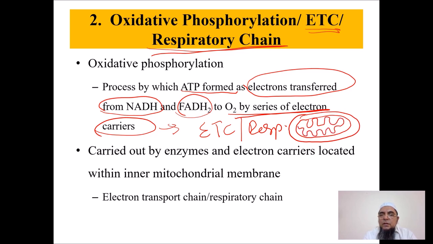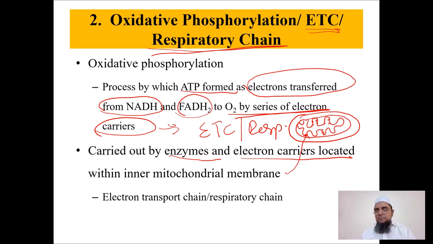So here the ETC is present. This is the ETC complex. The system is carried out with the help of enzymes and electron carriers, and these electron carriers and enzymes are located here in the inner mitochondrial membrane, in the electron transport chain.